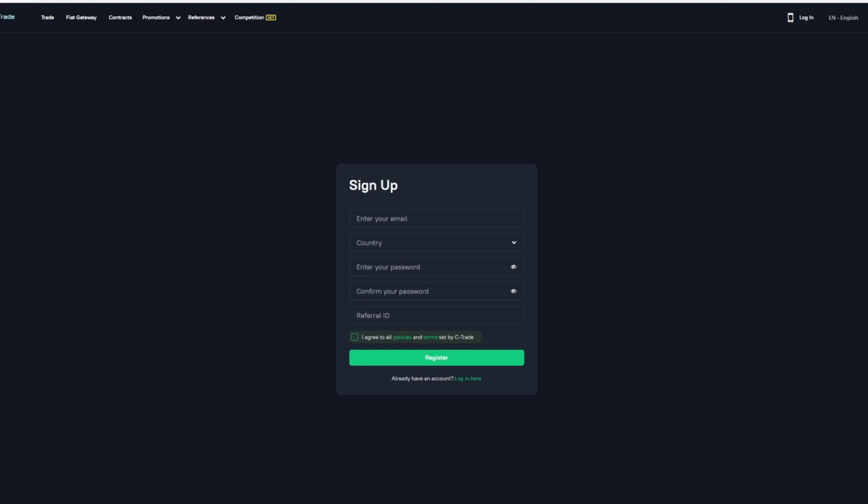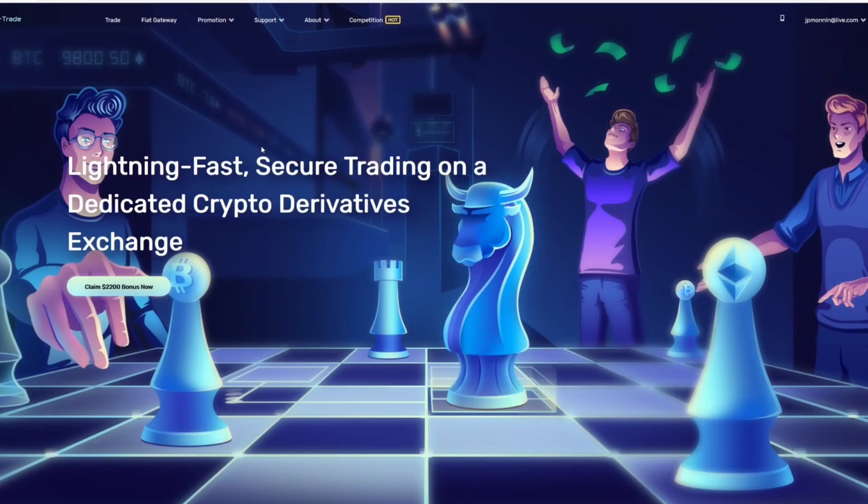If we continue from here, it's very, very quick. So I just want to go over to my account. I am now signed in with C-Trade. Register an account, obviously being very, very easy. Then we go to the production intro. So USDT perpetual, there's a lot available with the Fiat Gateway as well.